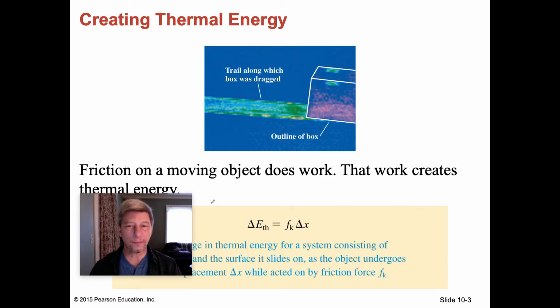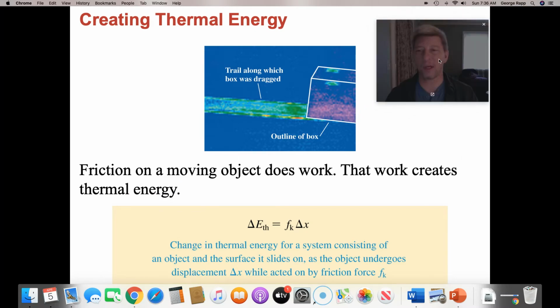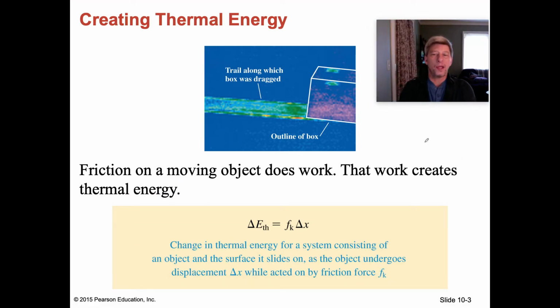Here, this is kind of a neat little diagram. It shows a box being dragged along a floor, and this is done with a thermal imaging camera, and you can see that heat was generated along the path that the box was pushed or pulled, and that's because of the friction that exists between the floor and the box. So friction on a moving object does work, and this work creates heat.